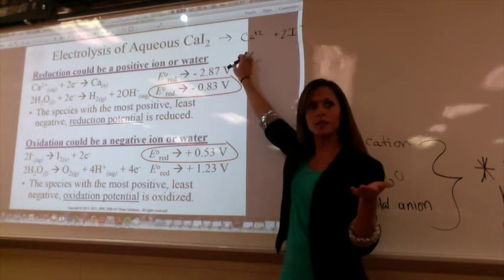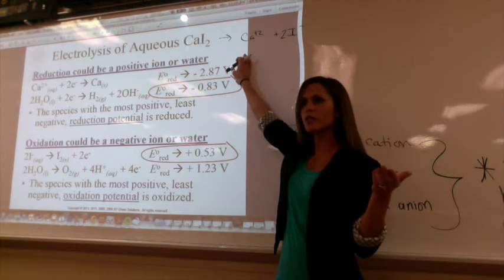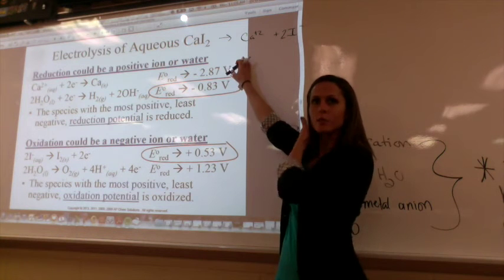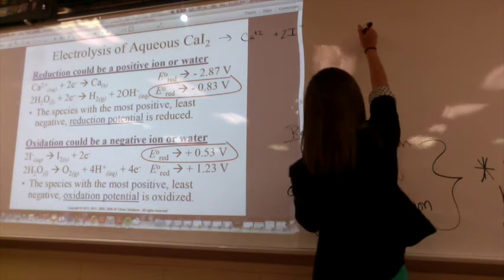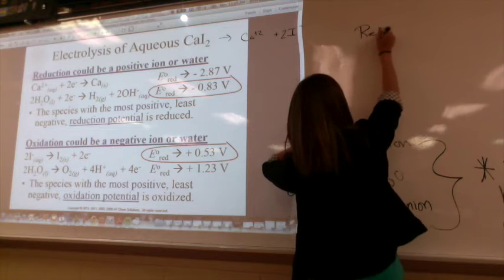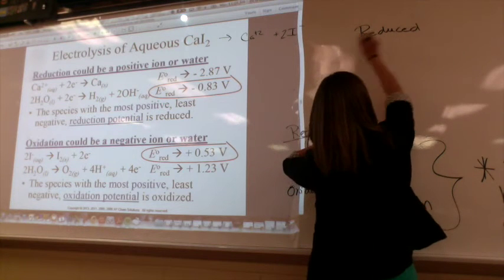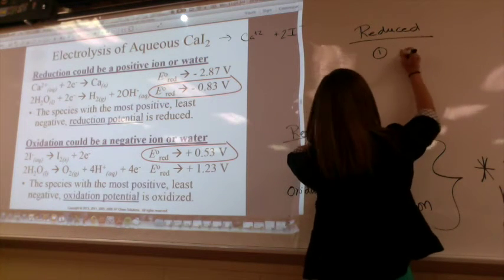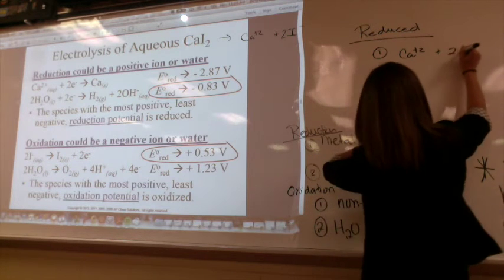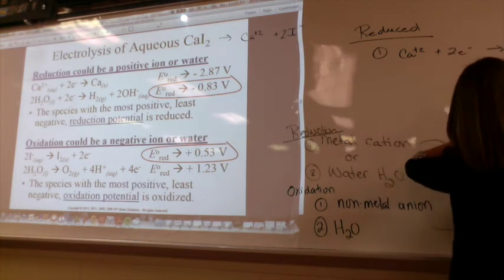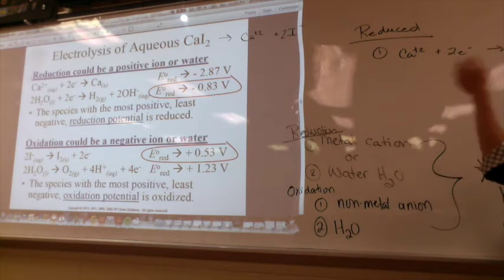Just think about oxidation number. This is a +2. I'm not going to a +3. I'm going to go to a 0, so it has to be reduced. So write for yourself, just like they do here in the slide, you give yourself the choice, reduced. And then you write choice 1 is Ca2+ plus 2 electrons yields Ca solid. And then the voltage is right there for us as the reduction. So that's negative 2.87 volts.